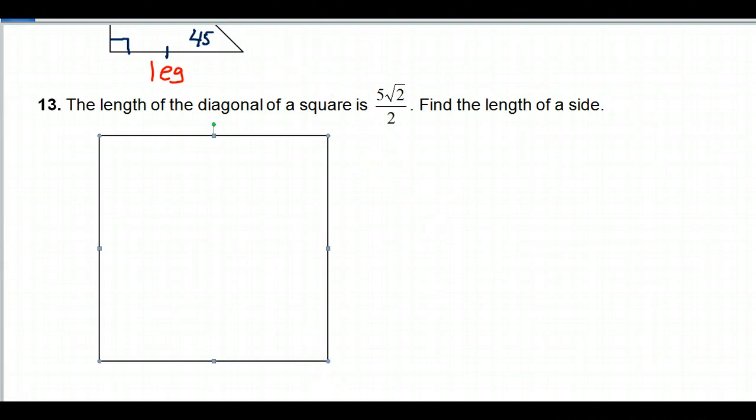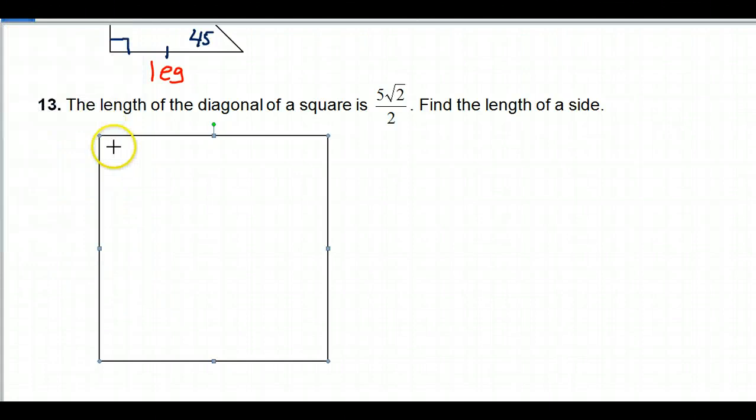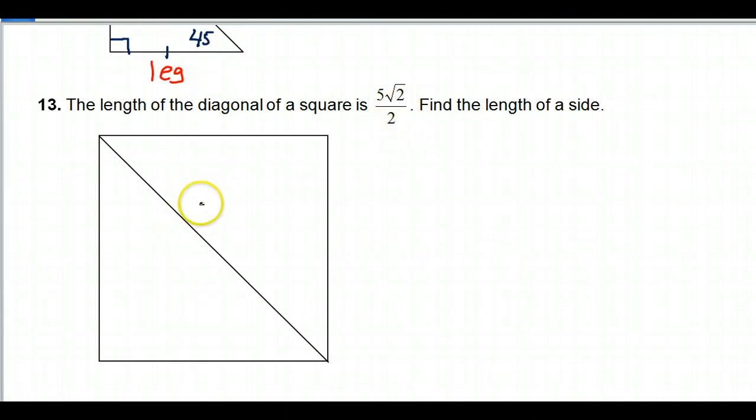Okay, so here's my square. Here's the diagonal of my square. Well, one of the diagonals. And that diagonal is 5 root 2 over 2. So this is 5 root 2 over 2. So of course this is a 45-45-90 triangle.